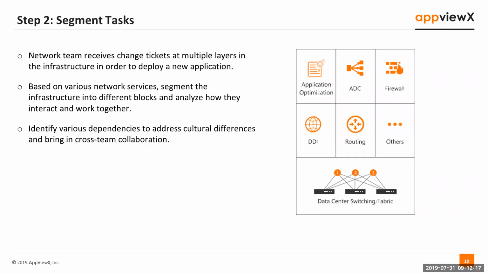Number 2, segment the tasks. Network teams receive change tickets at multiple layers. It doesn't always happen in the same order, same sequence. Now, based on various network services, segment the infrastructure into different blocks and analyze how they can interact and work together. So again, they don't always come in the same order, so you may have to segment them and then reorient them.